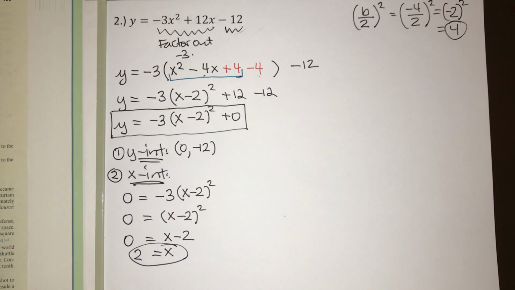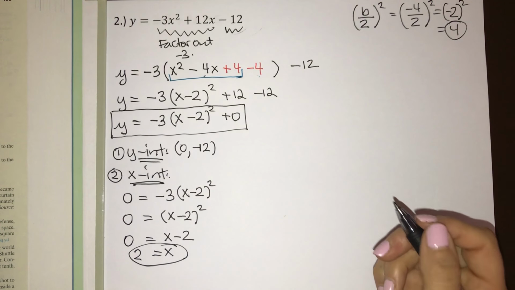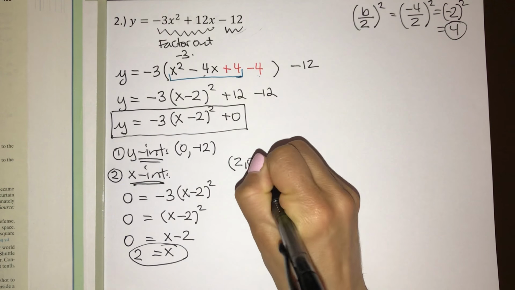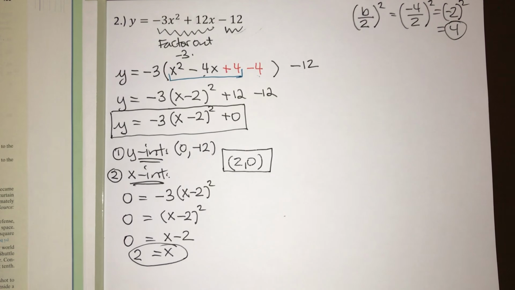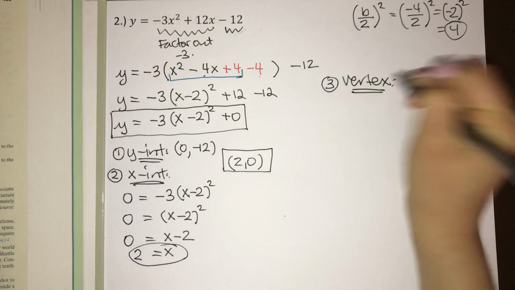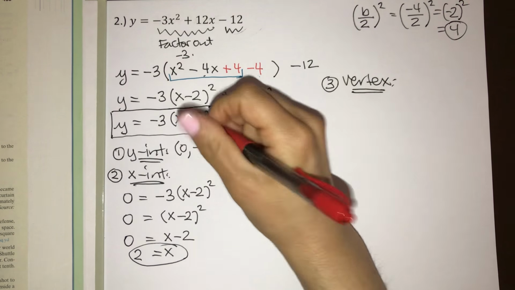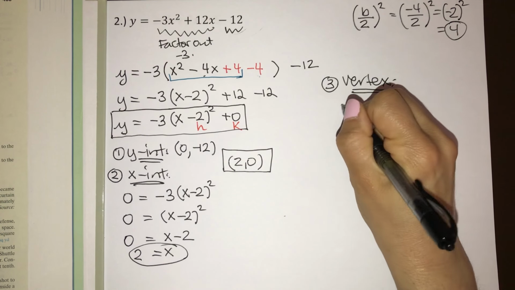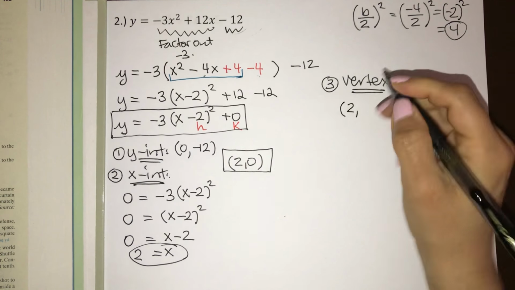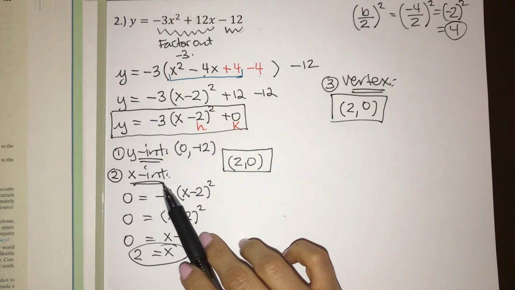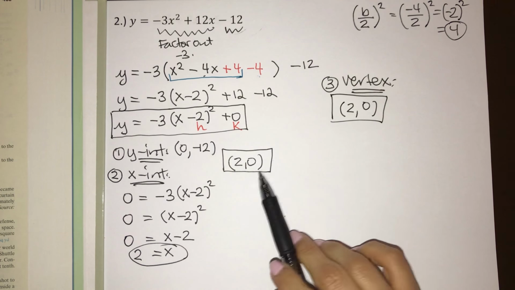There's only one x-intercept, which is interesting because usually we have 2. But let me show you what's going to happen here. So that's the ordered pair. And now we want to write out the vertex. Okay, so the vertex, this is h, this is k, right? So h is going to be 2, k is going to be 0. This is interesting because the x-intercept and the vertex are the same point.